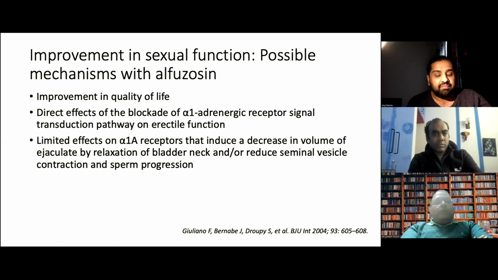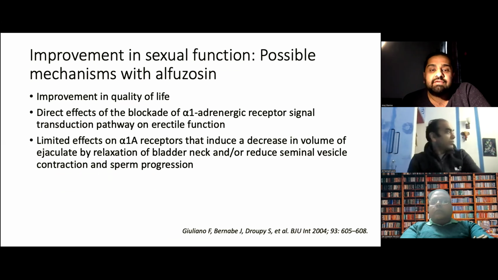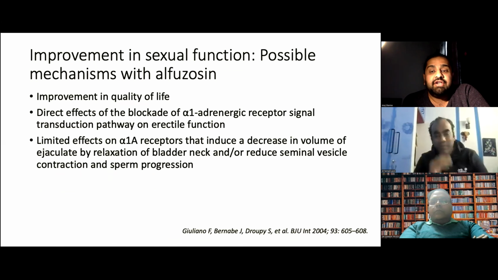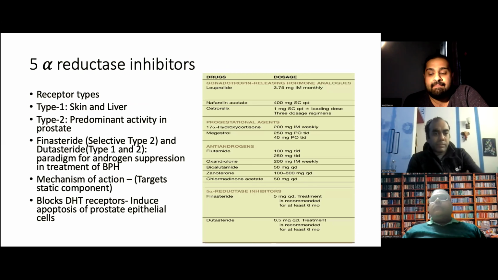In terms of improvement in sexual function, the possible mechanism by which alfuzosin acts is improvement in quality of life, as I discussed before. Smooth muscle relaxation, as well as increased flow of urine. Along with that, direct effects of the blockade of alpha adrenergic receptors, including transduction pathways on the erectile function. A limited effect on alpha-1A receptors that induces a decrease in the volume of ejaculate by relaxation of the bladder neck, or reducing seminal vesicle contraction and sperm progression, has also been seen.